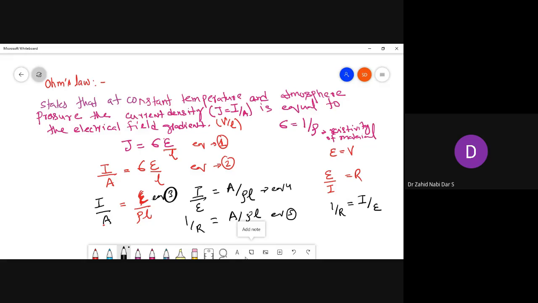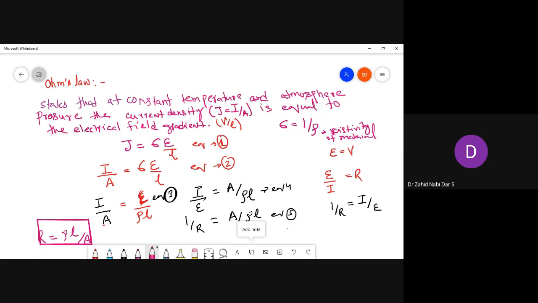Now in other terms, how do you write it over here? From this equation 5, you get R is equal to, because now you have to reverse this, rho L by A. So resistance is equal to rho L by A. You have seen this, R is equal to rho L by A. This is what Ohm's law is stating.